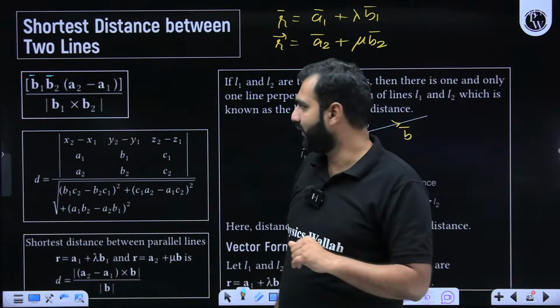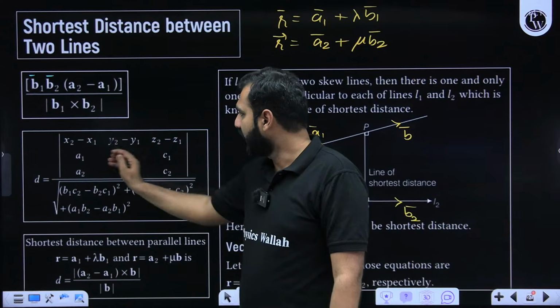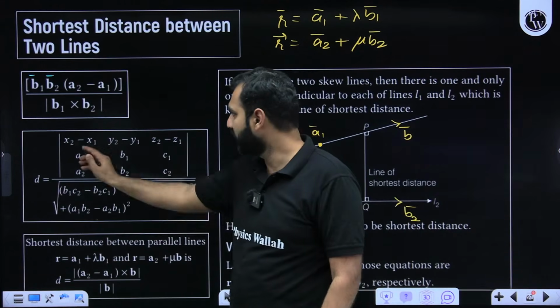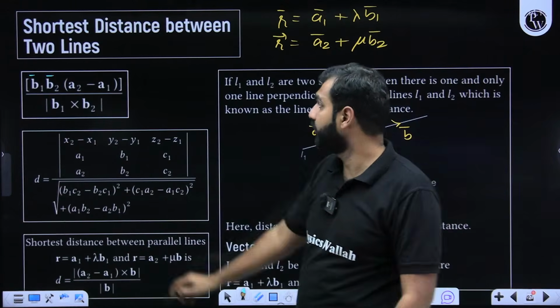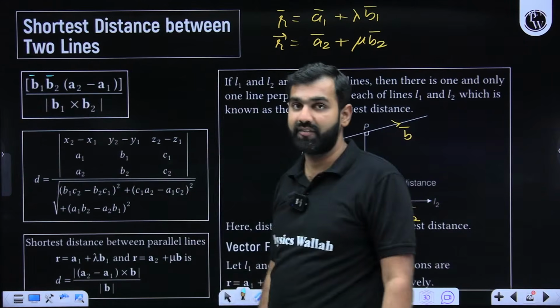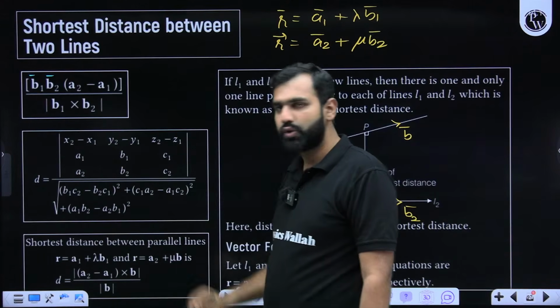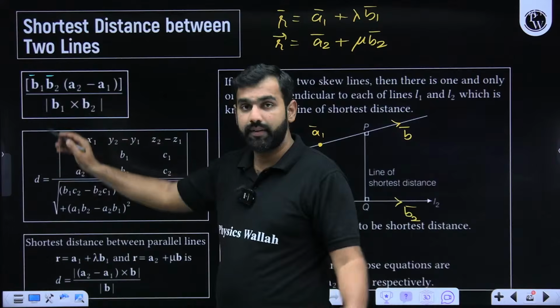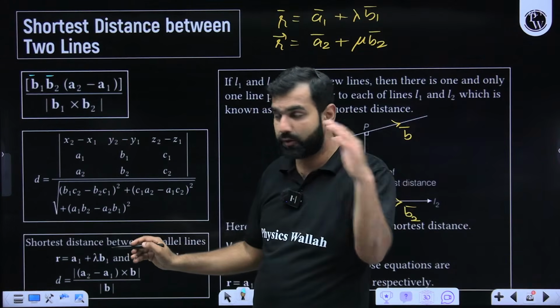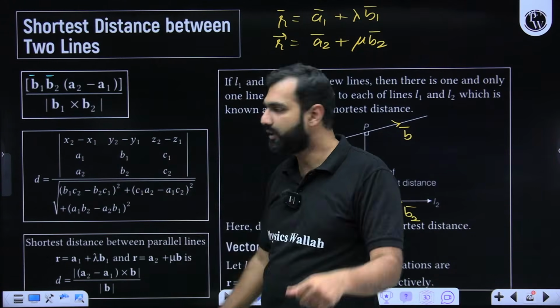So in that case, what will I do? The first line passes through x1, y1, z1. The second line passes through x2, y2, z2. So the box of b1, b2, a2 minus a1 will be given by a2 minus a1, which is x2 minus x1, y2 minus y1, z2 minus z1. What is b1? The line L1 is parallel to b1, that is a1, b1, c1. b2 is a2, b2, c2.